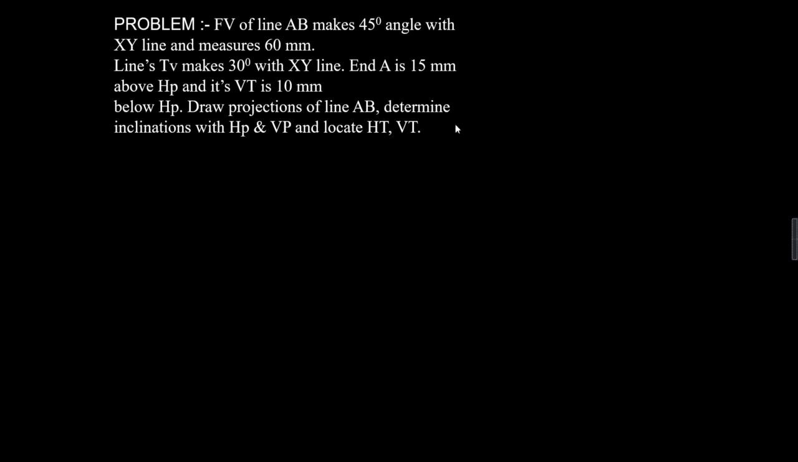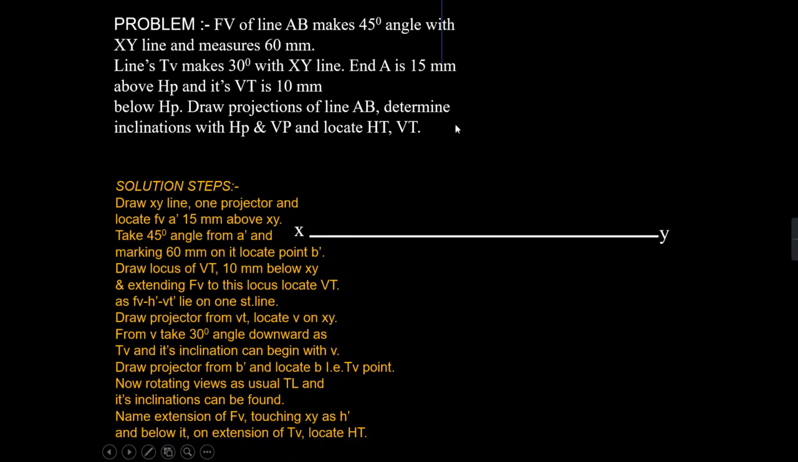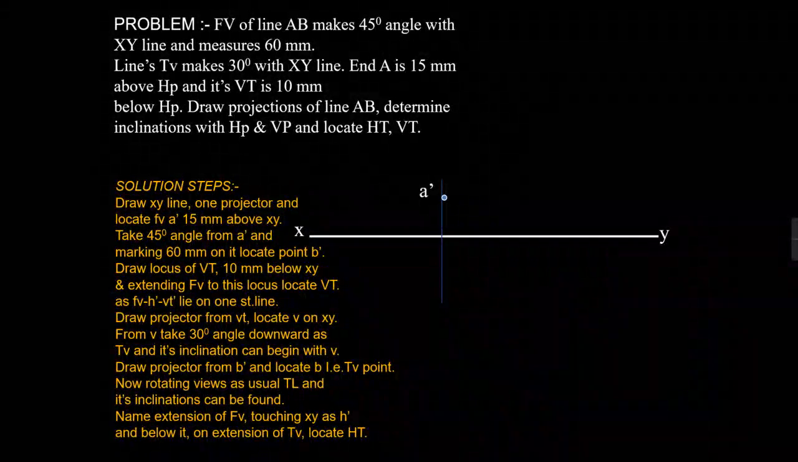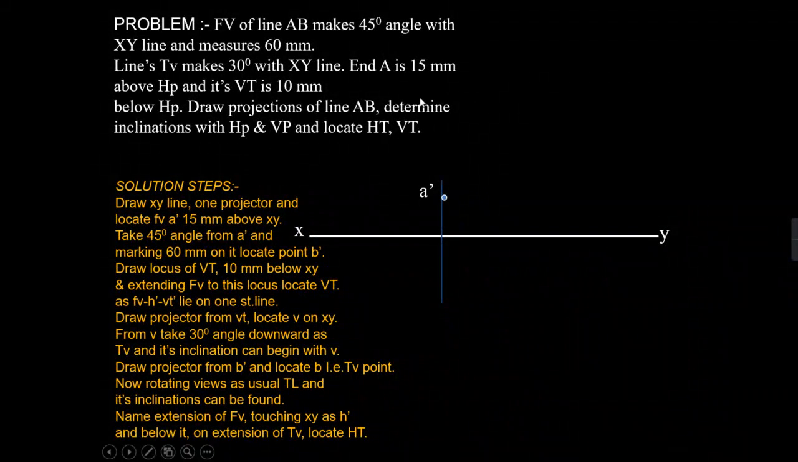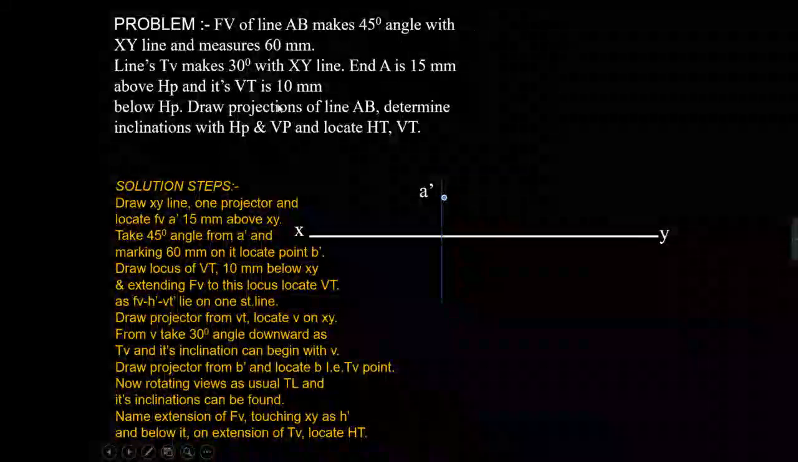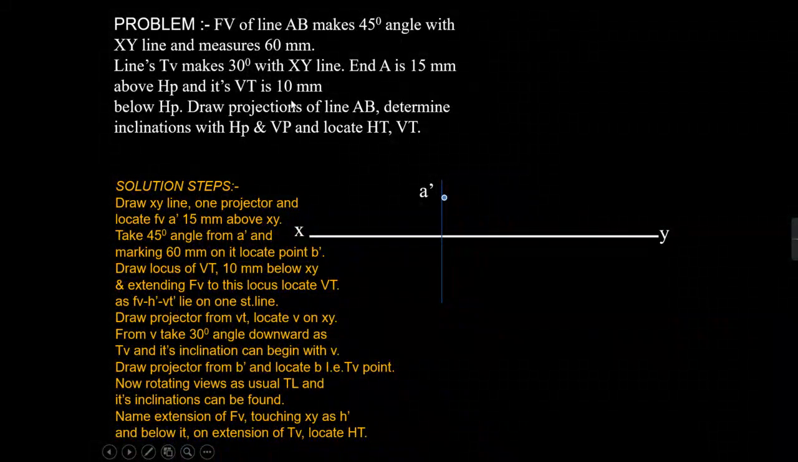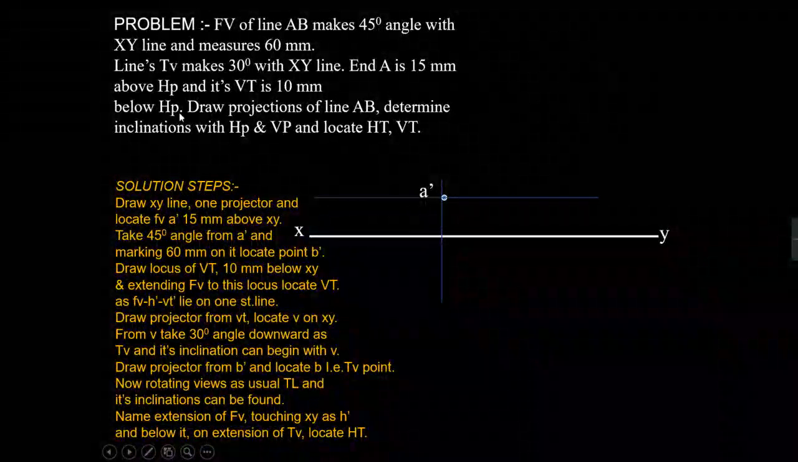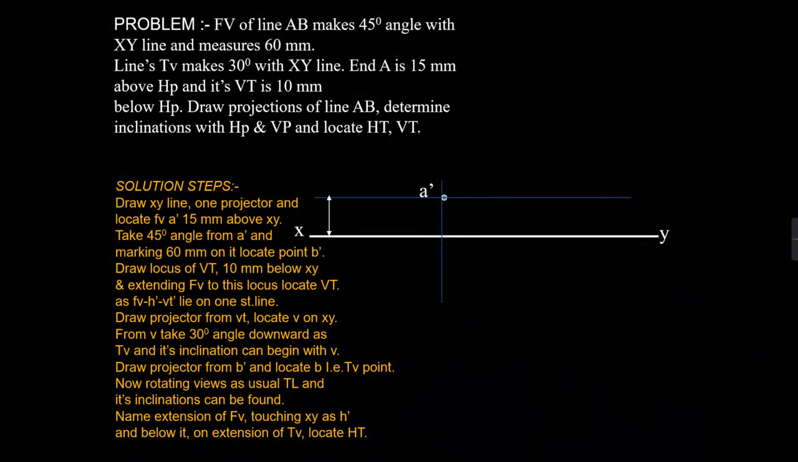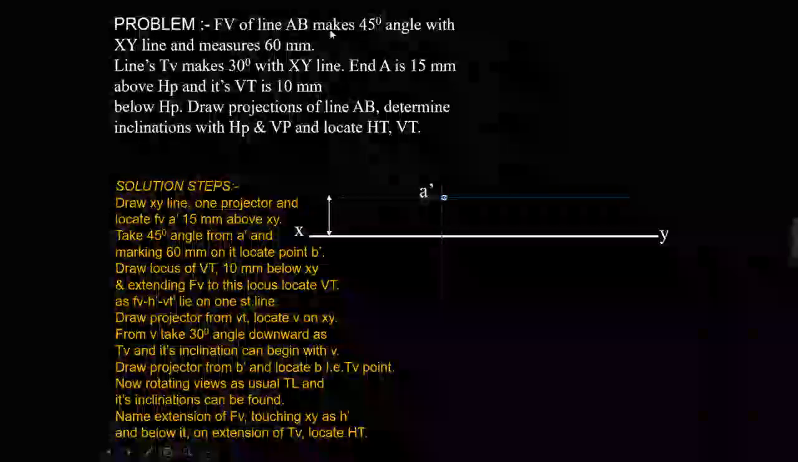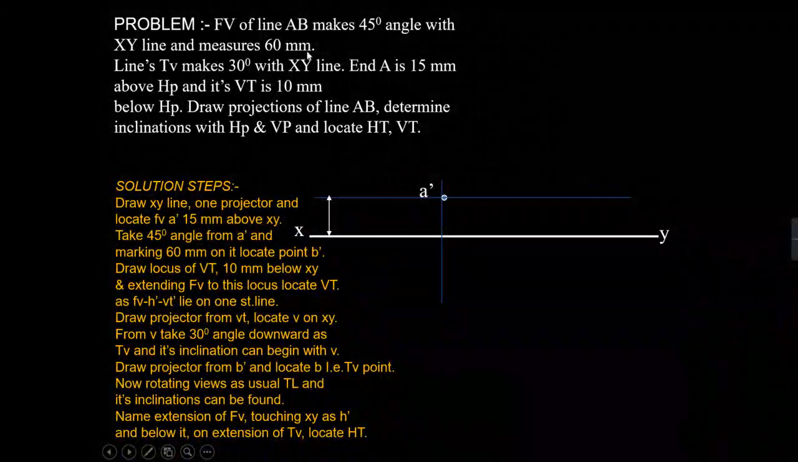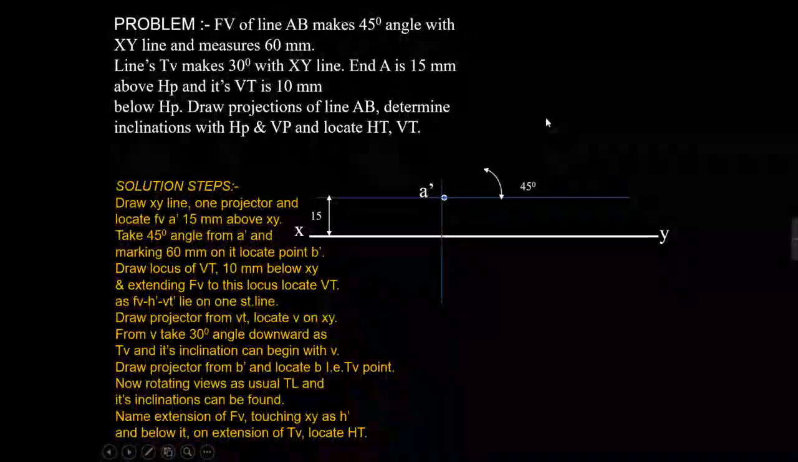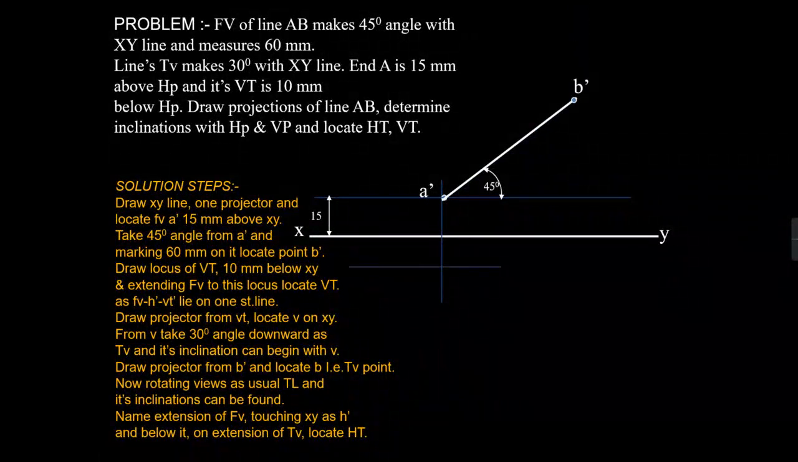Your point A is 15 mm above the HP. So this is how you can mark the point A. It is A dash. The other position of point A is not given. Now your VT is 10 mm below the HP. And I know the front view of the line AB is at 45 degrees and the measurement is 60 mm. So I can draw the front view of the line AB as A dash B dash.